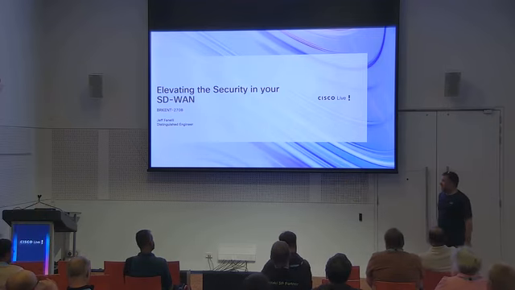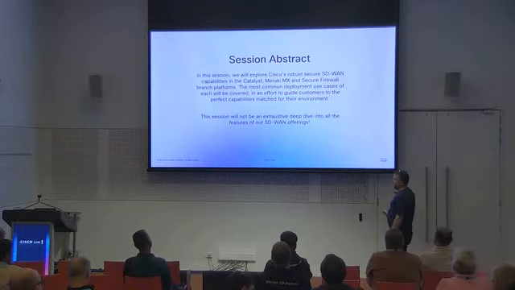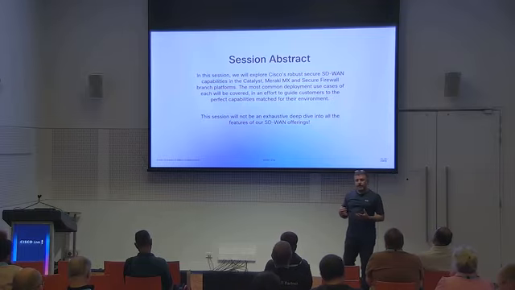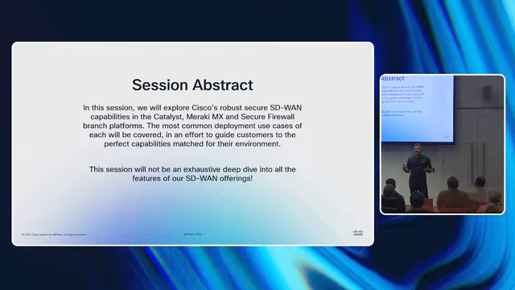So what we're going to do today is give a really brief overview of what we mean by SD WAN, the capabilities, and then compare and contrast the SD WAN capabilities between Catalyst, which is our flagship SD WAN platform, what we can do in the Meraki MX platforms, which is also something we consider an SD WAN platform, and talk about the SD WAN capabilities in our firewall.